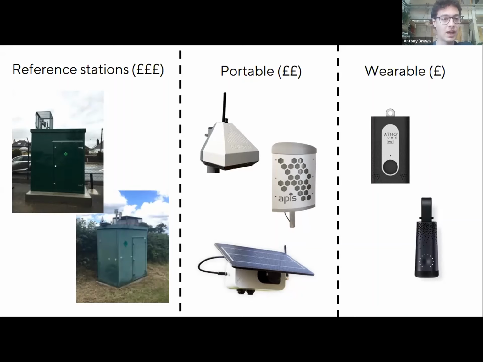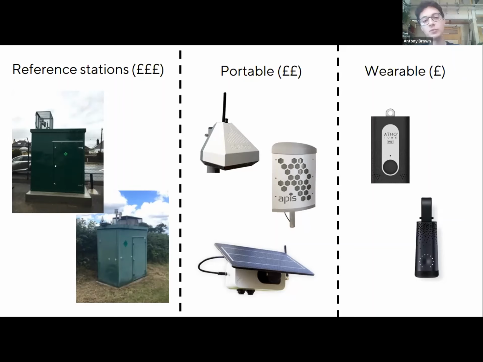And you can get smaller ones, portable monitoring stations that are commercially available, and these can be placed anywhere. They can be put on a lamppost or a fence by a road, so they're better for more local air pollution monitoring. But the ones pictured here are still very expensive, between £2,000 and £10,000.